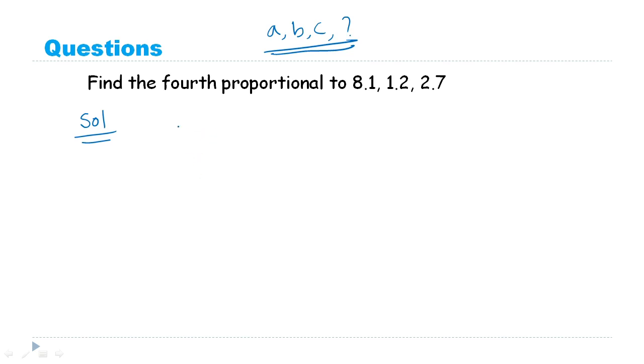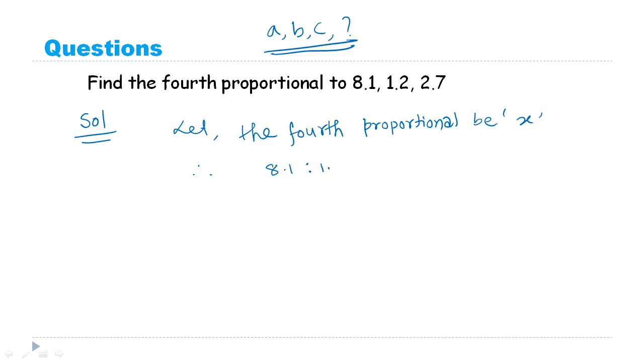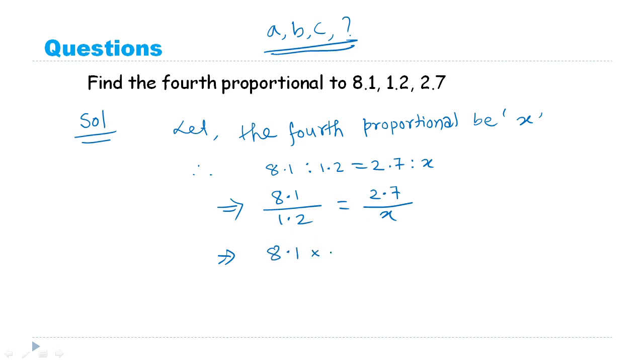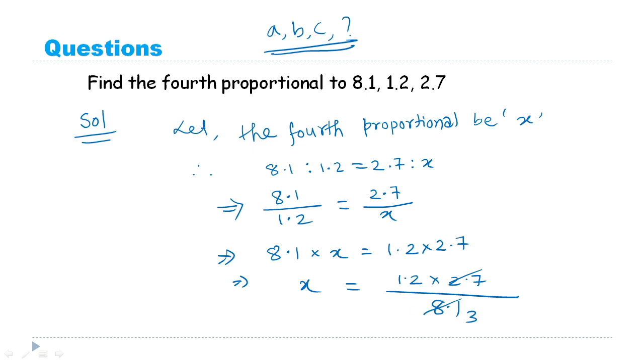For that, let the fourth proportional be x. Therefore 8.1 is to 1.2 is equal to 2.7 is to x. From here we can write 8.1 by 1.2 is equal to 2.7 by x. After cross multiplication, 8.1 into x is equal to 1.2 into 2.7. We need the value of x, so 8.1 goes here. 27 3 times is 81, and if you divide 1.2 by 3 you will get 0.4. So the value of x is 0.4.